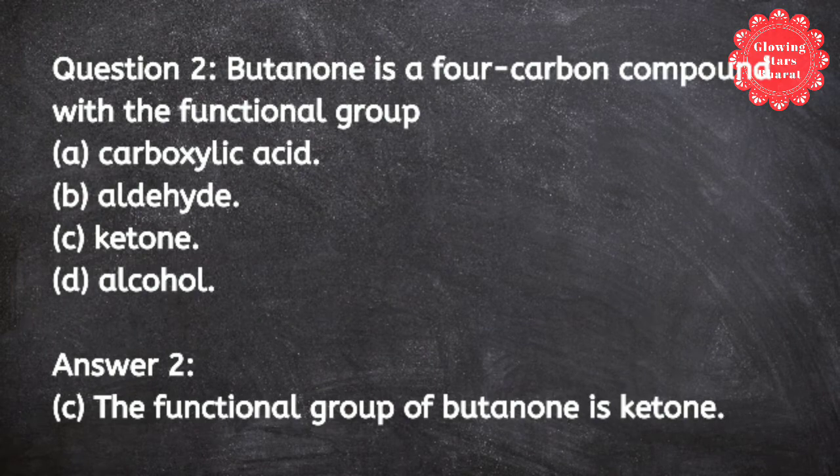Next, question number 2. Butanone is a 4 carbon compound with the functional group. Option A carboxylic acid, option B aldehyde, option C ketone, and option D alcohol. Friends, in this question answer is option C, the functional group of butanone is ketone.